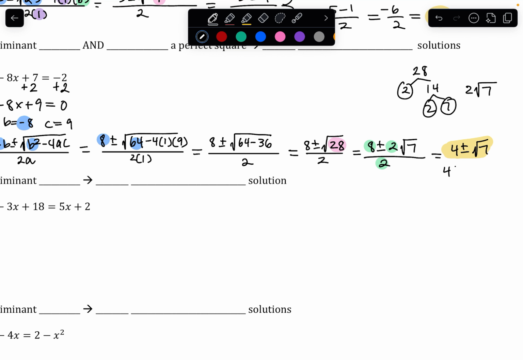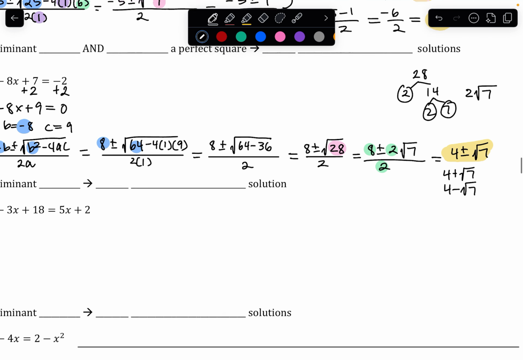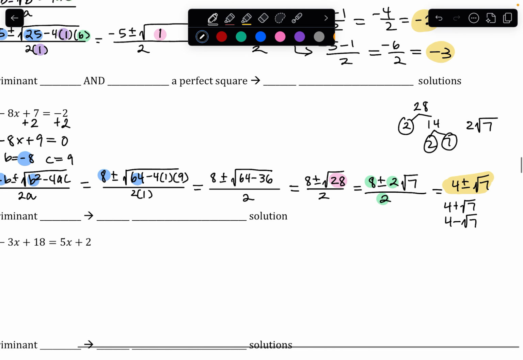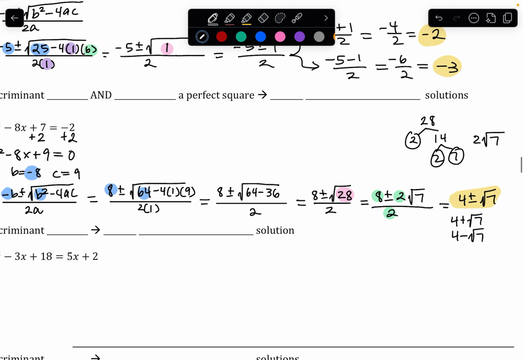That's our 2 solutions. One is 4 plus square root of 7. The other is 4 minus square root of 7. You don't have to break it up, but just realize those are 2 solutions there. Okay, and that's as simple as it gets. That's not going to be a pretty number.